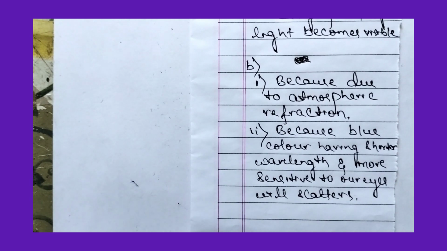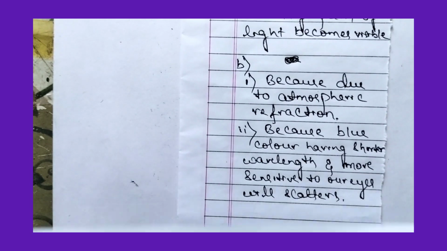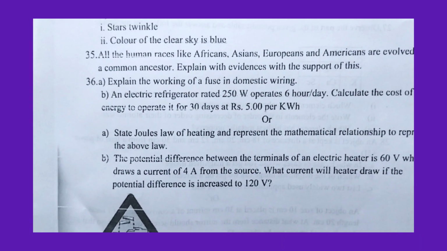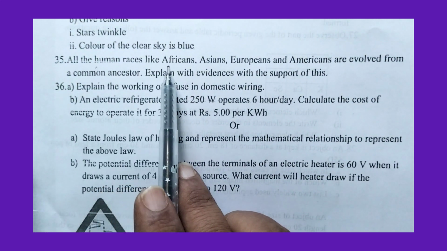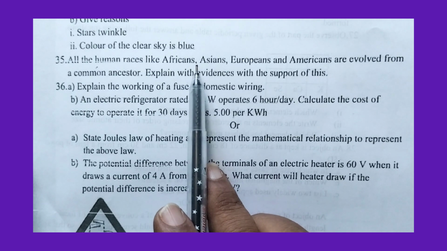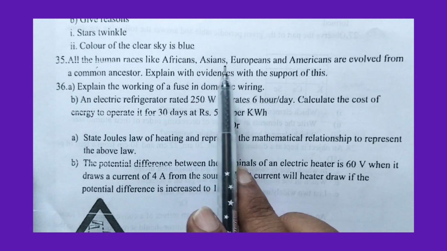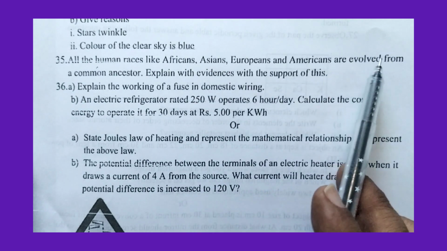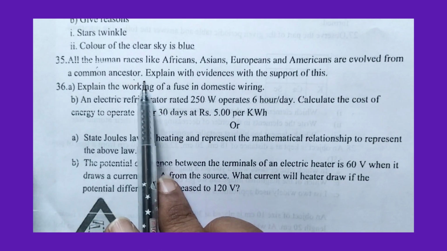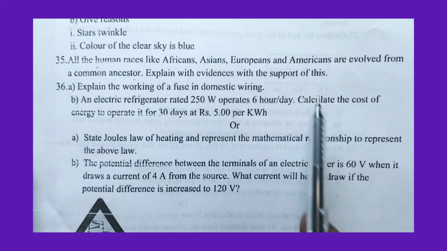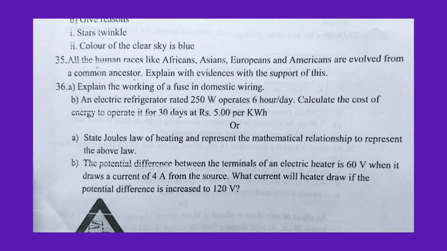The 35th question is related to heredity and evolution. The question is: all the human races, like African, Asians, Europeans and Americans, evolved from a common ancestor. Explain with evidences in support of this. Now let us answer this point by point.